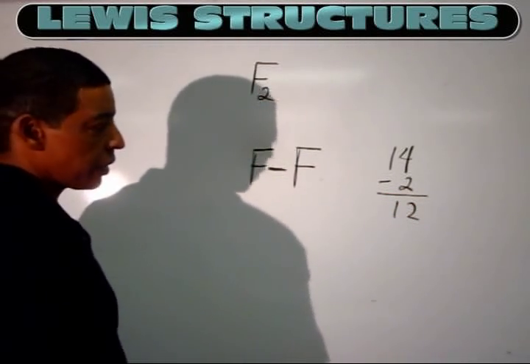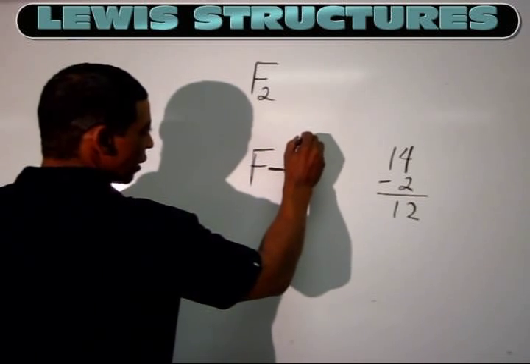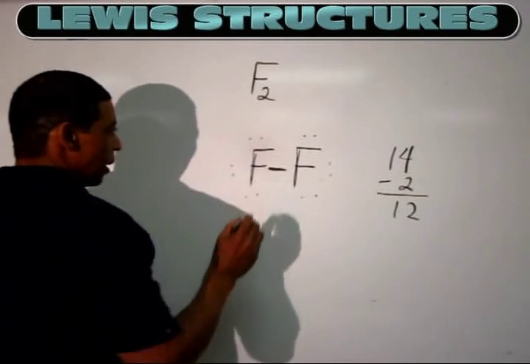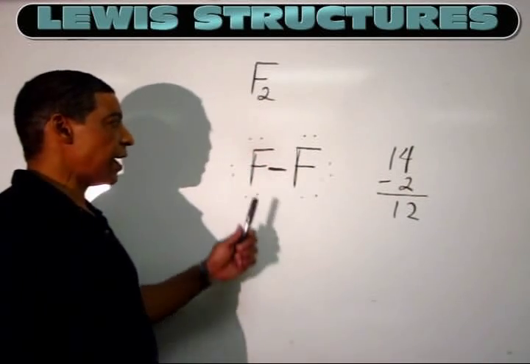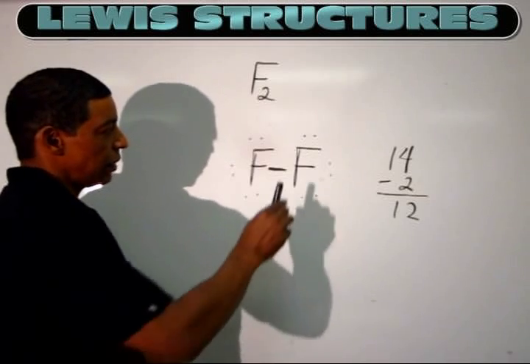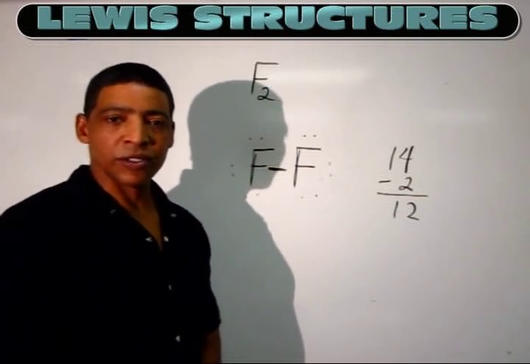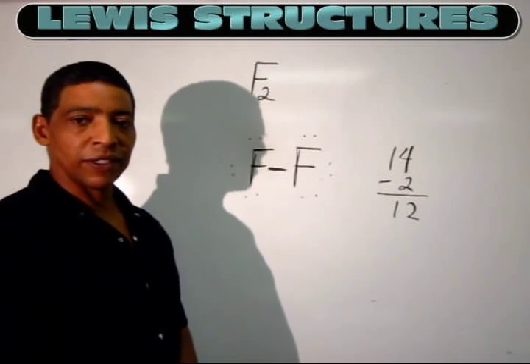The 12 remaining electrons may now be utilized to satisfy each of the fluorine atoms, where at this point each atom possesses an octet: 2, 4, 6, 8 electrons, or 8 valence electrons.